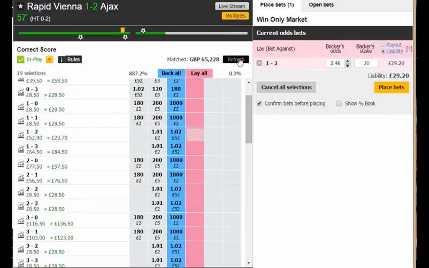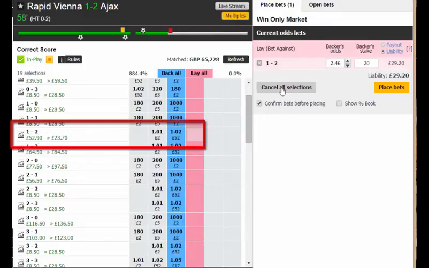And I managed, after Rapid had gone to make it 1-2, to lay 0-2, 1-2, 1-3. It was looking reasonably okay. At 1-2, I was possibly looking at a £10 loss. I needed to lay that with around £20 here. I was just seeing what would happen if I laid it at 2.46.